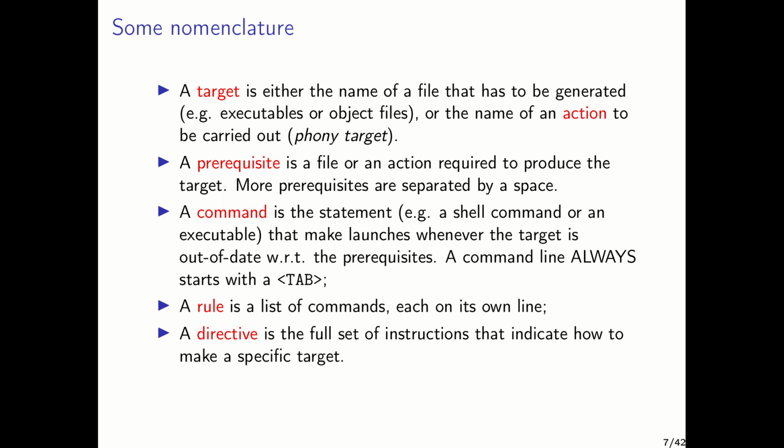Okay? A command is a statement that make launches whenever the target is out of date with respect to the prerequisites. So if the target is older than any of the prerequisites, the command will be launched. And the command always starts with a tab. The rule is just the list of commands that produce the targets from the prerequisites. And a directive is a full set of instructions, but is a synonym of rule.